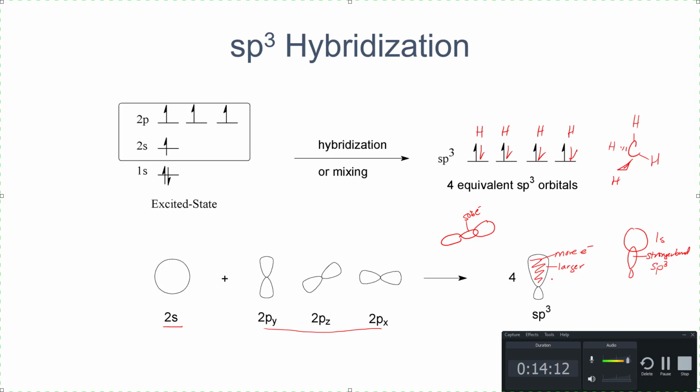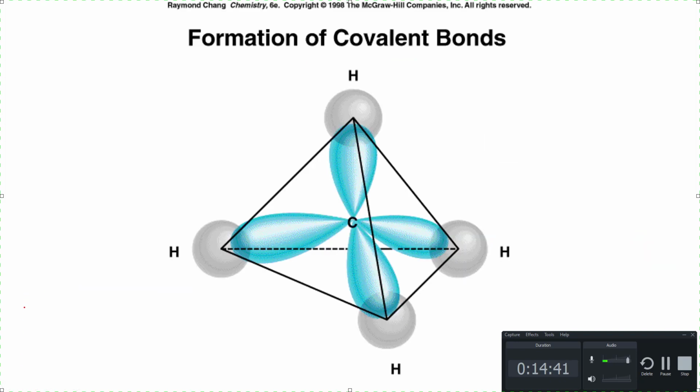So 4 sp3 hybrid orbitals, what kind of geometry would that give us? Well, we've got 4 clouds of electron density. That means around the carbon, we would have 1, 2, 3, and 4 hybrid orbitals. So it's going to be tetrahedral according to our VSEPR theory. We can see that a little bit better in the next slides.